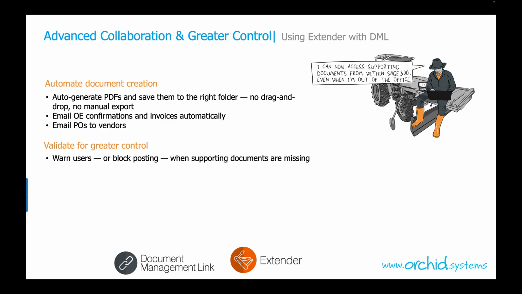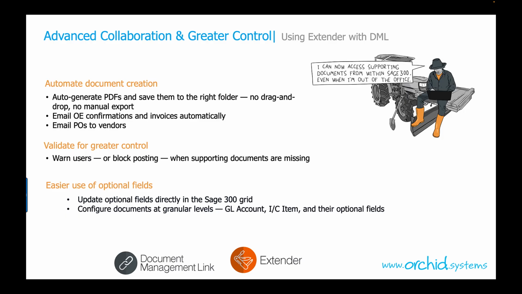Now we've shown a few examples of using Extender to push this flexibility even further. With Document Management Link, you can use Extender to automate document creation. The PDFs, order confirmation, invoice, purchase orders can be auto-generated and saved in the right folder. You don't need to drag and drop, no need to manually export the Crystal report and save it. You can email the order confirmation or the invoice automatically to customers or the purchase orders to vendors. We have seen an example of validation for greater control, where you can warn users or block the posting if you don't have all the supporting documents.